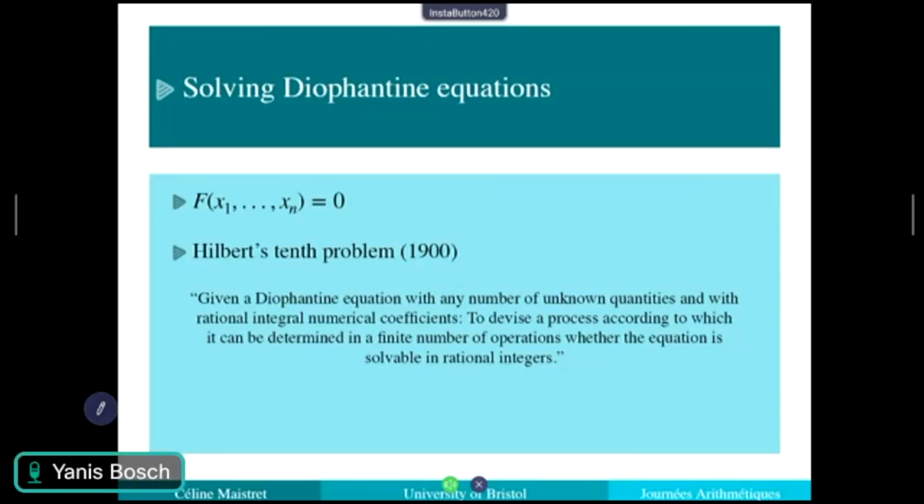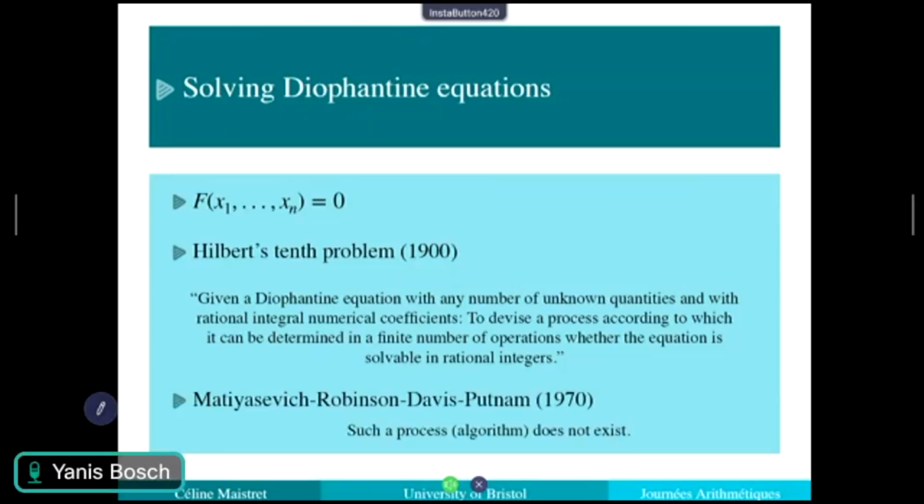And the answer was given 70 years later, building on work of Robinson, Davis, and Putnam. Matiyasevich was able to say that there is no such process. So it's not true that you will be able to find an algorithm that will solve in the rationals a random Diophantine equation. So this is where understanding the local behavior of your equation comes very handy.